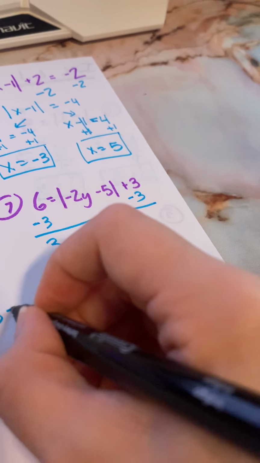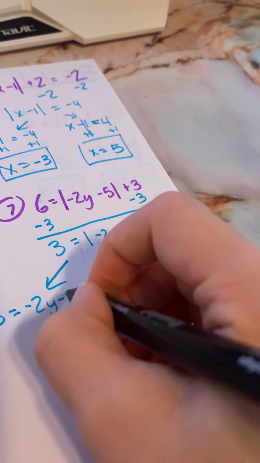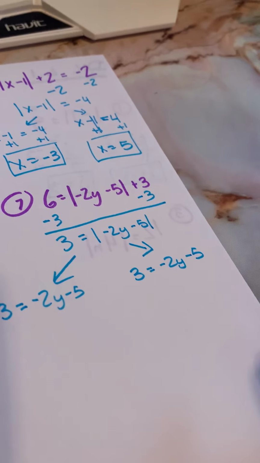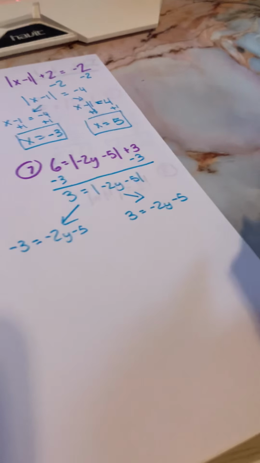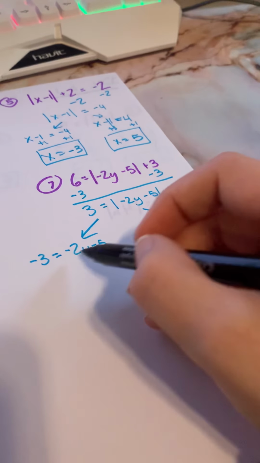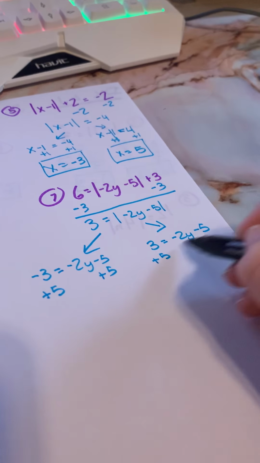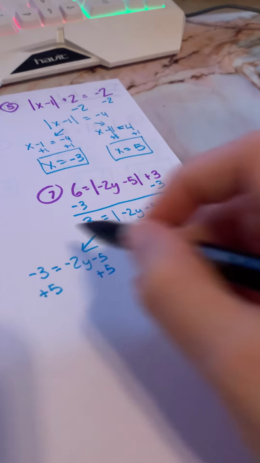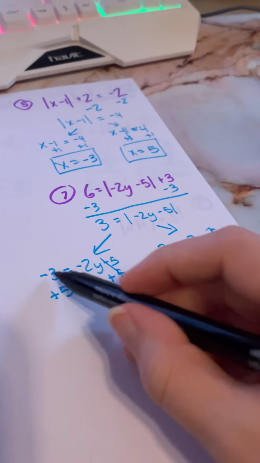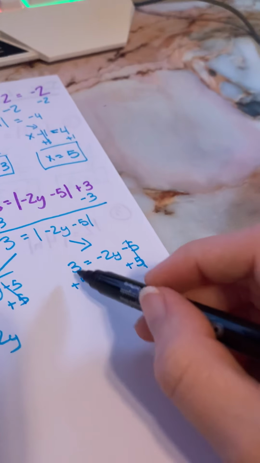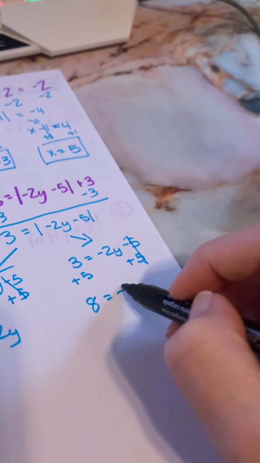So negative 3 equals negative 2y minus 5. And positive 3 equals negative 2y minus 5. We're going to solve these. So first, I'm going to add that 5 to both sides. Those cancel. This side is 2 equals negative 2y. This side would get 8 equals negative 2y.